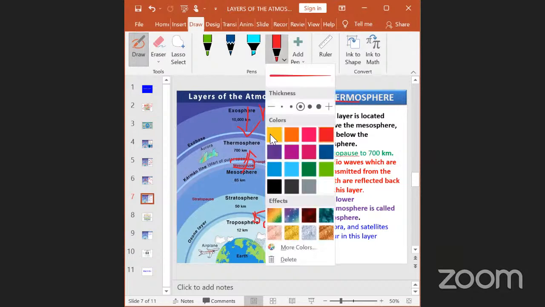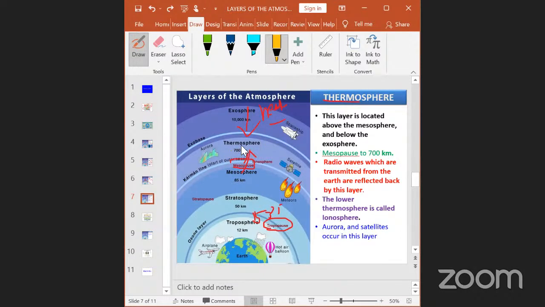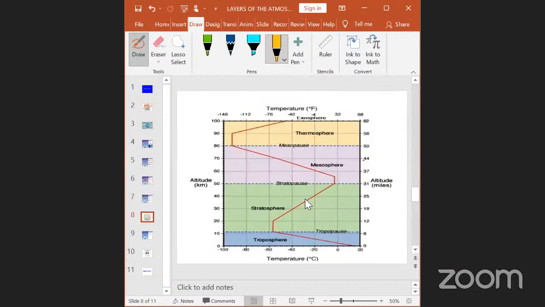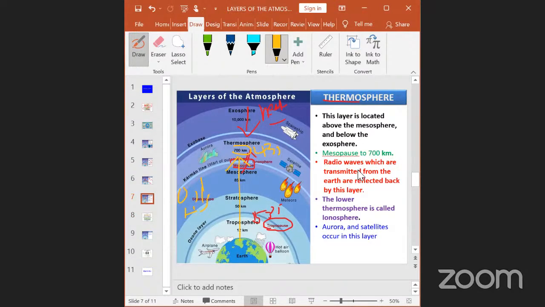You see here, 700 kilometers. It means 435 miles above the surface of the earth, right? The thermosphere is the thickest layer in the atmosphere. Only the lightest gases, mostly oxygen, helium, and also hydrogen, are found in this layer. Radio waves which are transmitted from the earth are reflected back by this layer, the thermosphere layer.